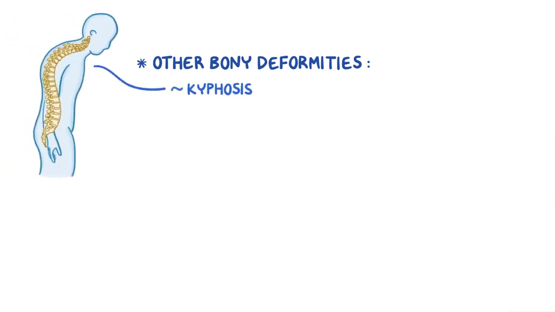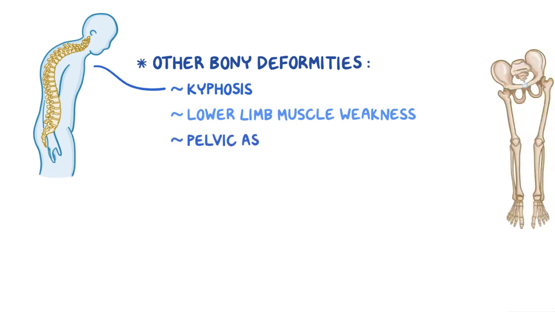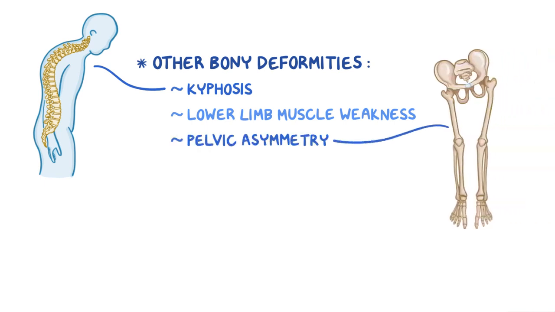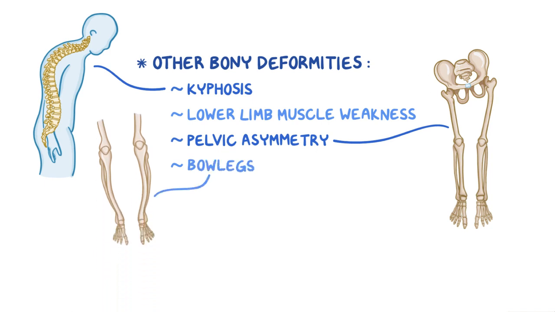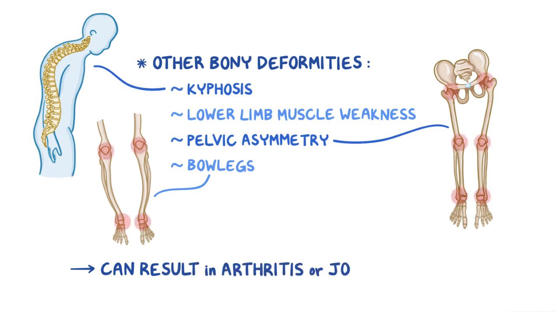Other bony deformities from Paget's disease of bone include kyphosis, which is an excessive curvature of the spine making a person face down to the ground, lower limb muscle weakness from misshapen vertebrae compressing the spinal cord, and pelvic asymmetry. It can even lead to bow legs if the femurs get too weak to support a person's weight, and they begin to bend over time. If the parts of the bone that are involved in a joint become affected, it can result in arthritis or joint inflammation.